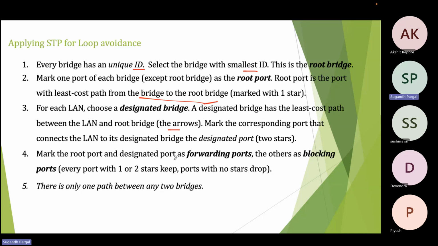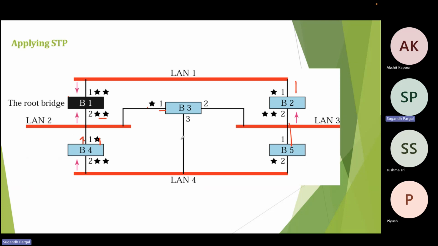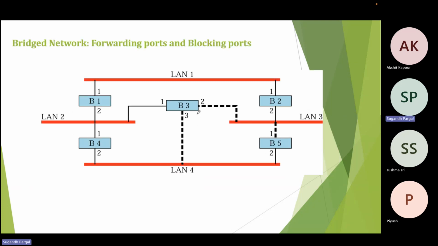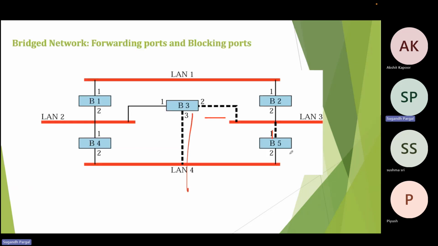Then mark the root port and the designated port as the forwarding port and block all the other ports. So all the other ports are then blocked. So here the blocking ports are this and this. Okay. So this is how spanning tree works, and because of this there will be no looping and only one path will be there.